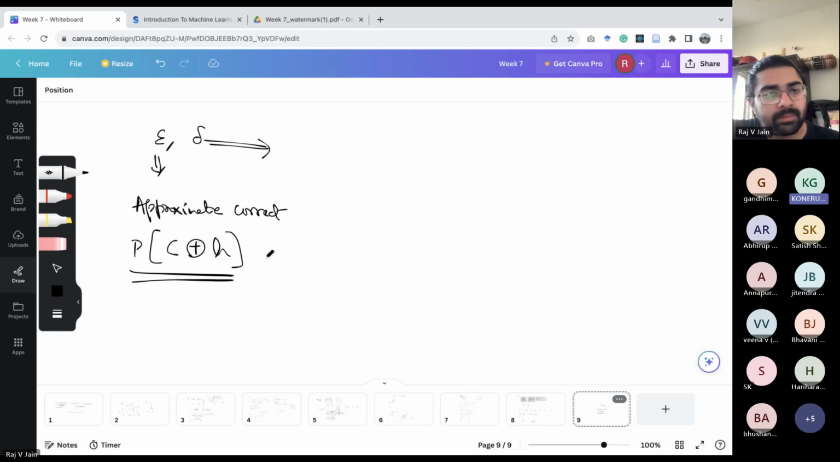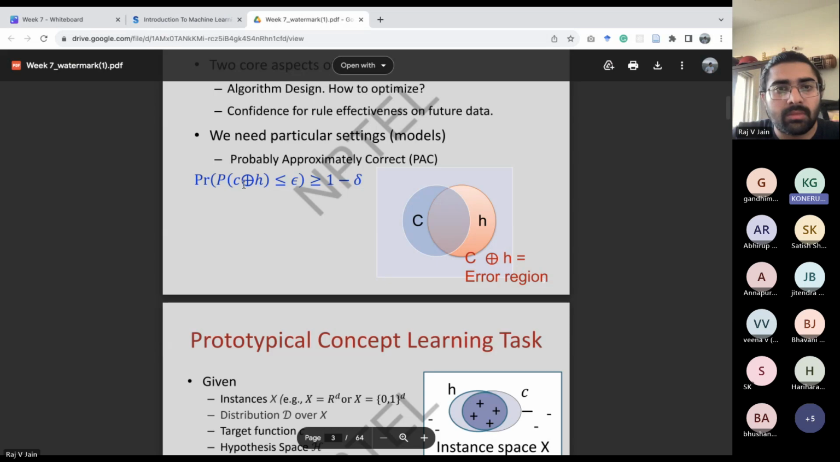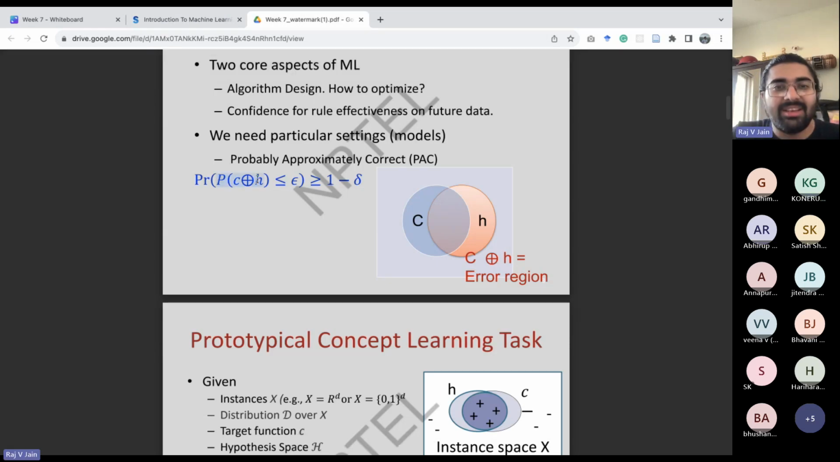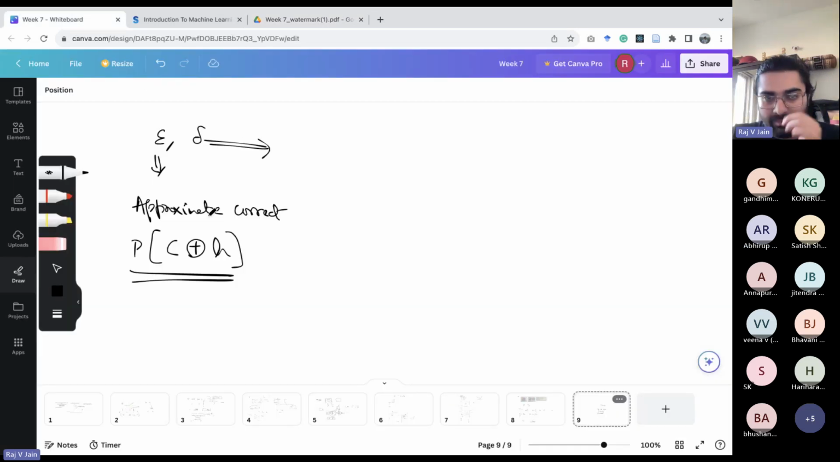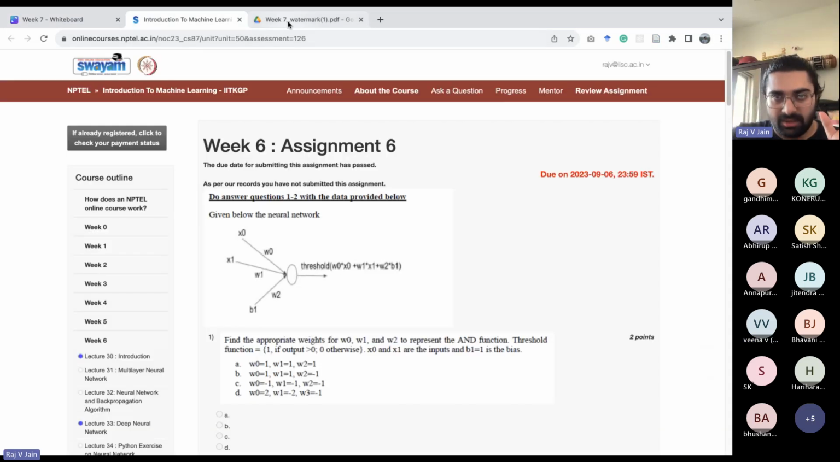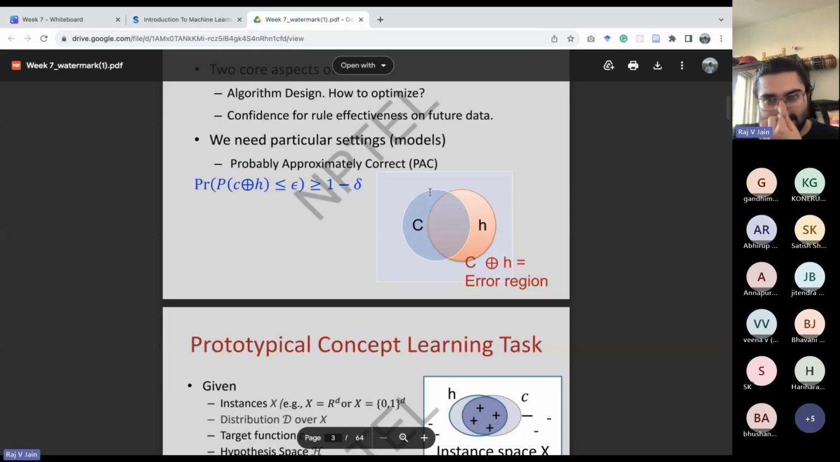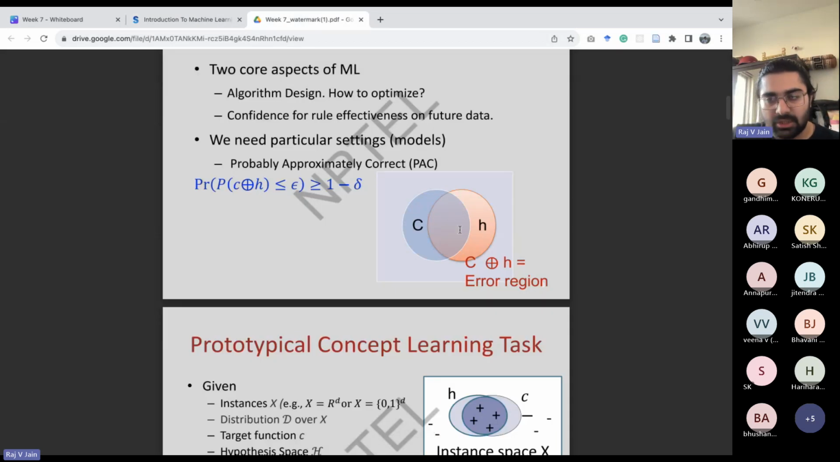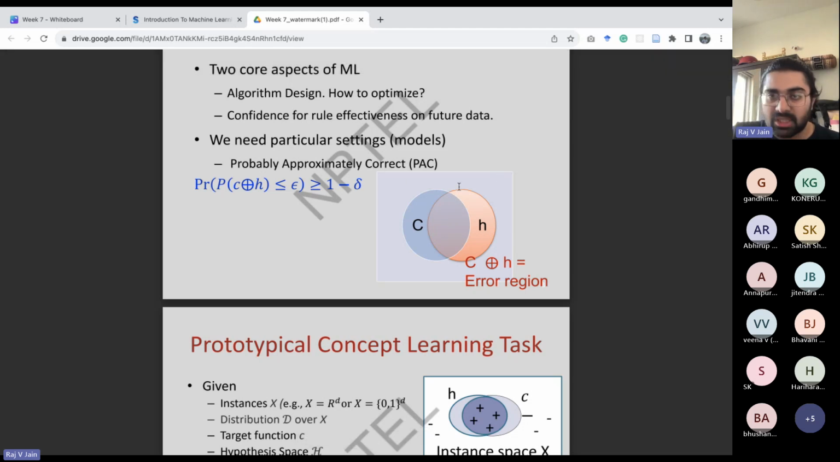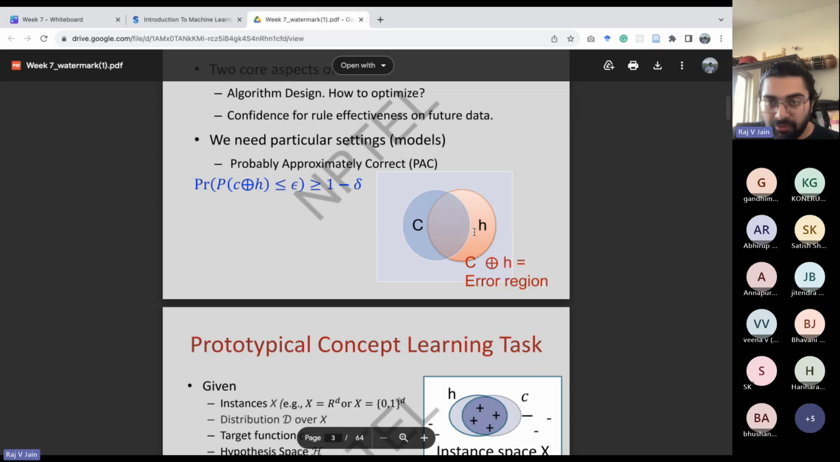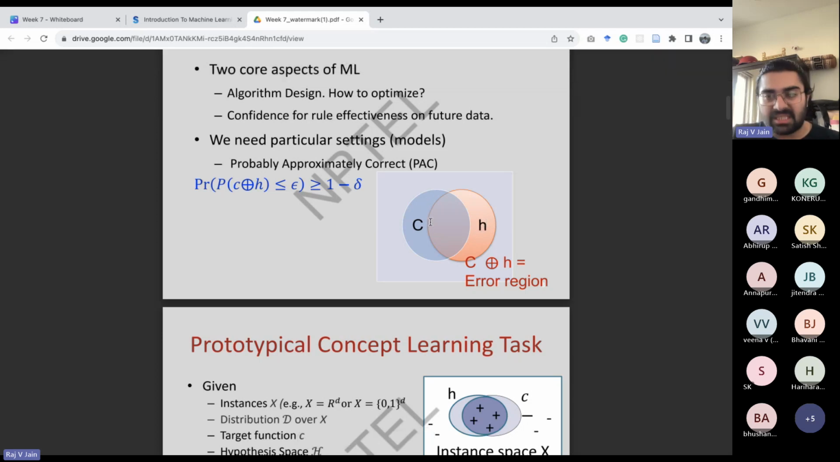Sir, can you explain that equation? Pr means probability, and inside, P means what? It's probability only. So see again. We're talking mainly about a two-class classification setting. In that setting, the best way to understand this is: C says that all of this region should be positive and the outside should be negative. H is saying no, all of this should be positive and the remaining is negative. Now we want to find an H which matches C the best, right?